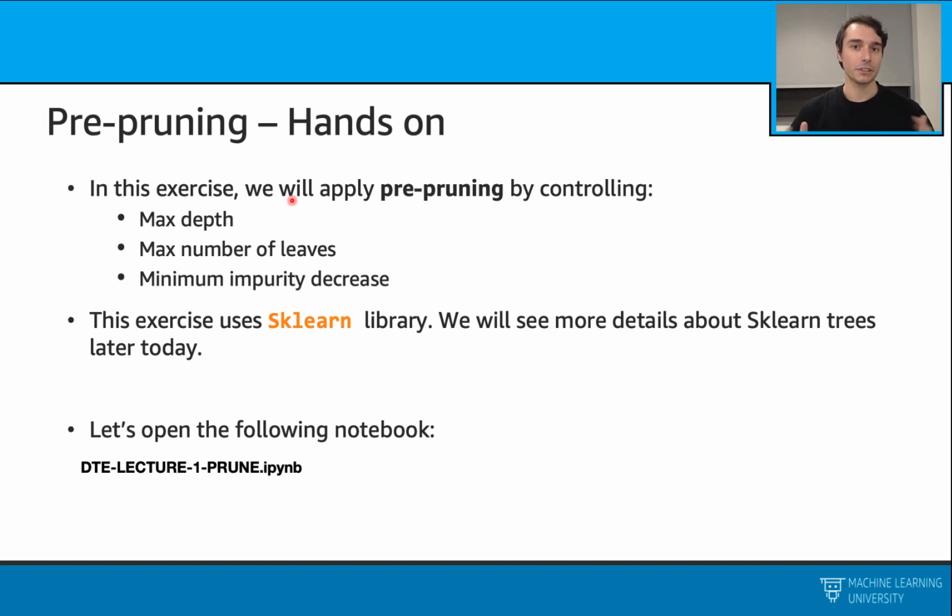Okay, we reached our hands-on section. In this section, we will use the sklearn library, and we will apply pre-pruning by controlling the maximum depth, maximum number of leaf nodes, and the minimum impurity decrease parameters. And then we will see how we can fit our trees with these parameters. Let's open our notebook and start our exercise.